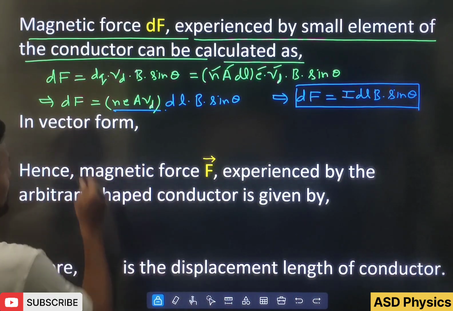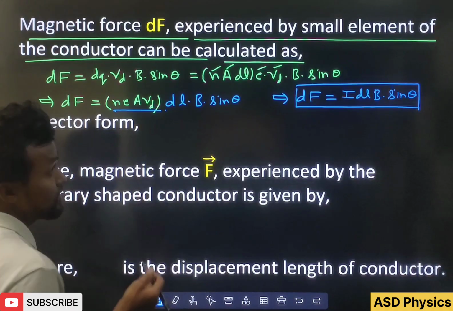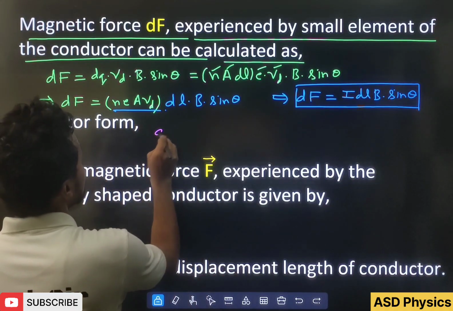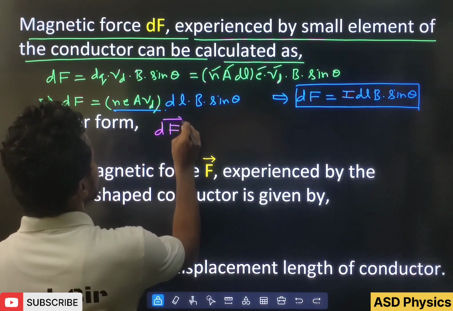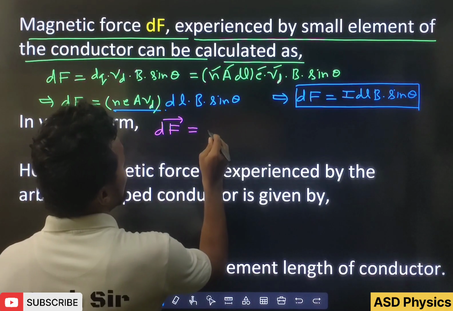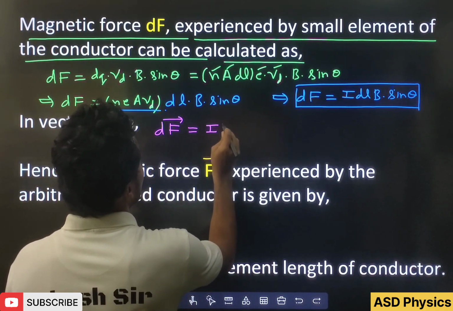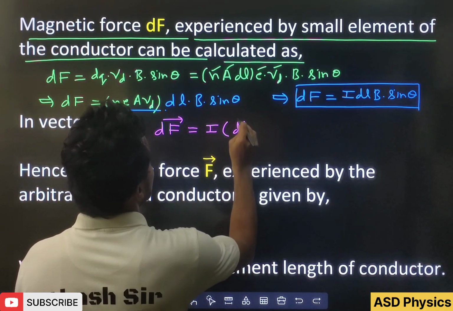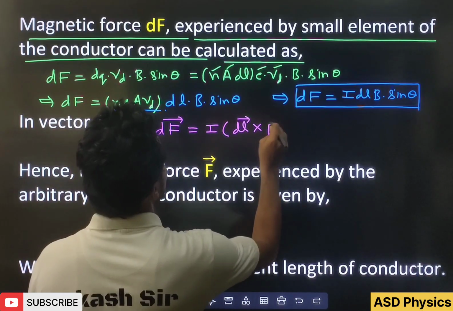Okay, now if I want to write this in vector form, remember that in vector form it is given as dF equal to I, and here I will write dl cross B.